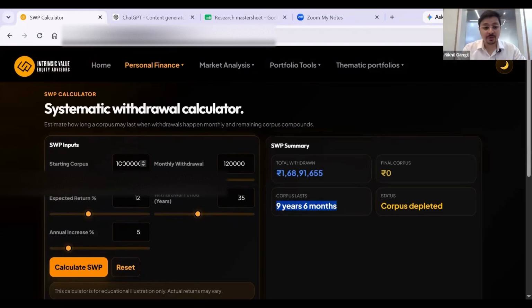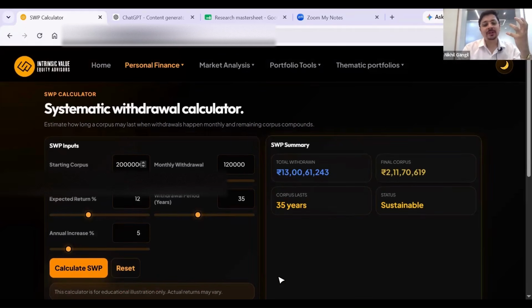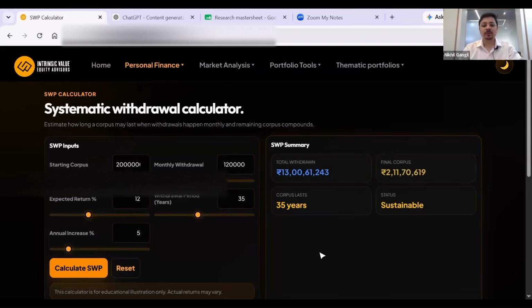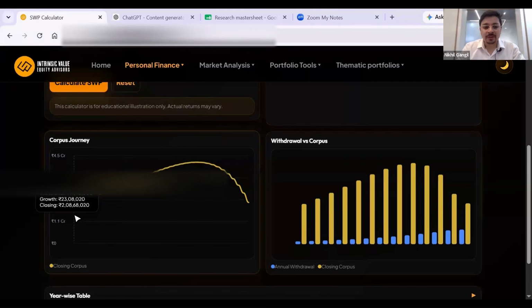So what will be the corpus that you need to put? Right now you have put 1 crore, so you will do it with 2 crores, right? So 2 crore is the corpus that you need. So you can back calculate the corpus also. You can back calculate the annual increase that you can do. What are the expected returns that you can have? What is the withdrawal period? So you can make the whole journey out of it.